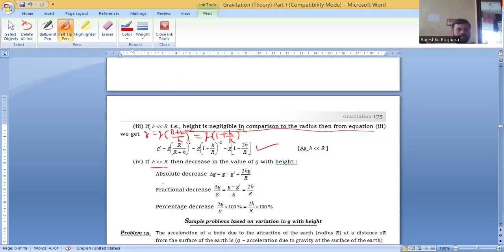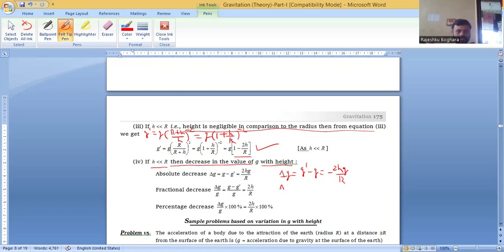If h is very small compared to R, then consider the decrease in the value of g with height. As h increases, this term increases, so the whole factor decreases, then g decreases. So the absolute decrease is delta g equals g minus g dash. Taking the other way, g dash minus g equals minus 2hg by R. The negative sign indicates decreasing, so we write 2hg by R.